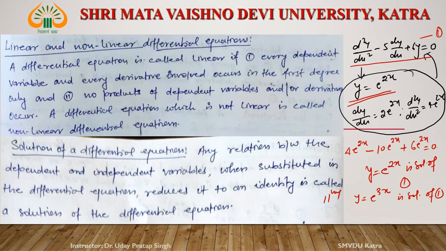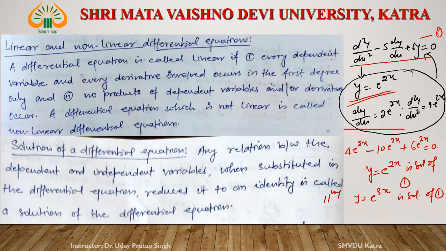Okay. So what is the solution of the differential equation? Basically, the solution of a differential equation is a relation, a functional relation between the dependent and independent variable, which satisfies the differential equation. That is, any relation between the dependent and independent variable which, when substituted in the differential equation, reduces it to an identity is called the solution of the differential equation. For example, y is equal to e to the power 2x is a solution of 1. y is equal to e to the power 3x is a solution of 1.